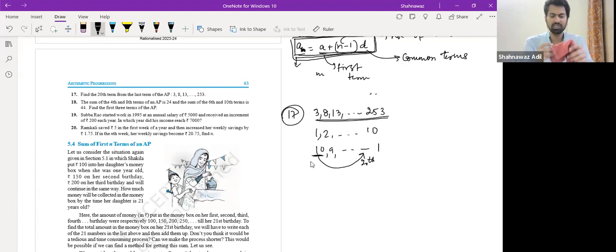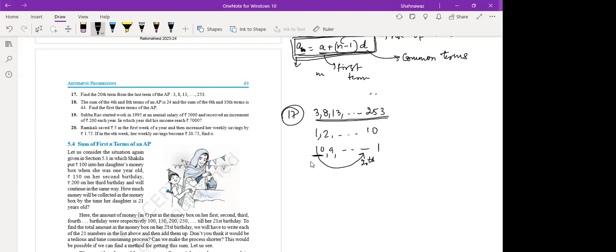If I count the terms from the last term, what would be my first term? The last term will be the first term.